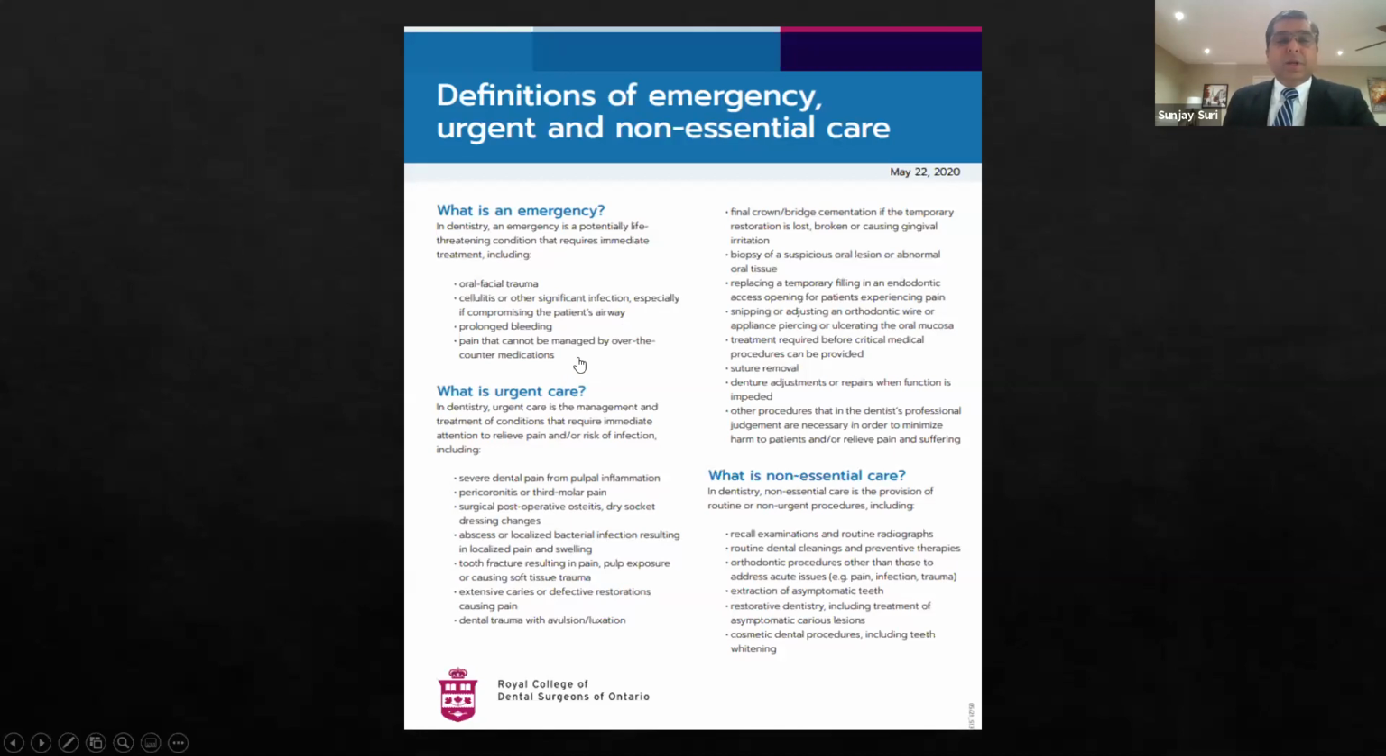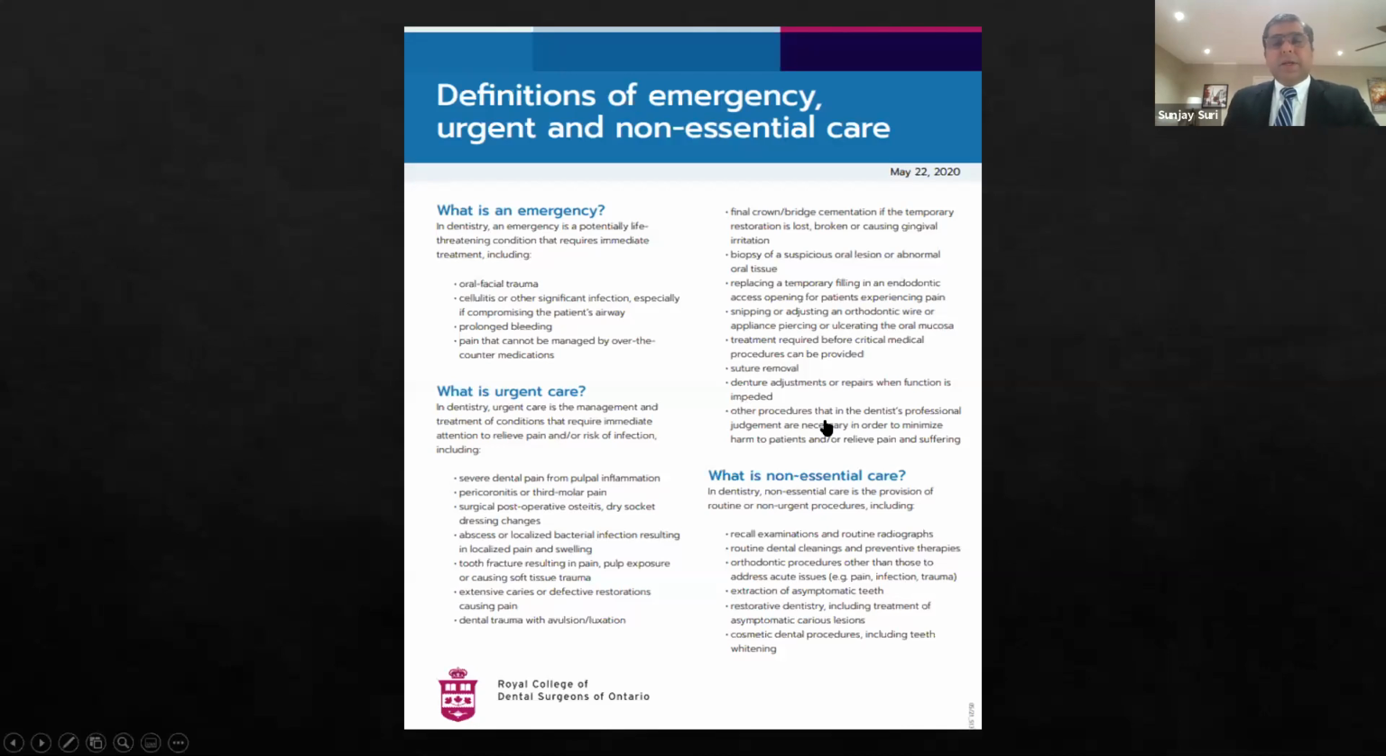Then there is urgent care, where there's a whole list, and I'm just describing to you what our regulatory body here in Ontario published, but the Indian Dental Association has published this, and ICMR, I think, has also published this. So you have the list of what constitutes an emergency in India as defined by the regulatory bodies there. So you should follow that.